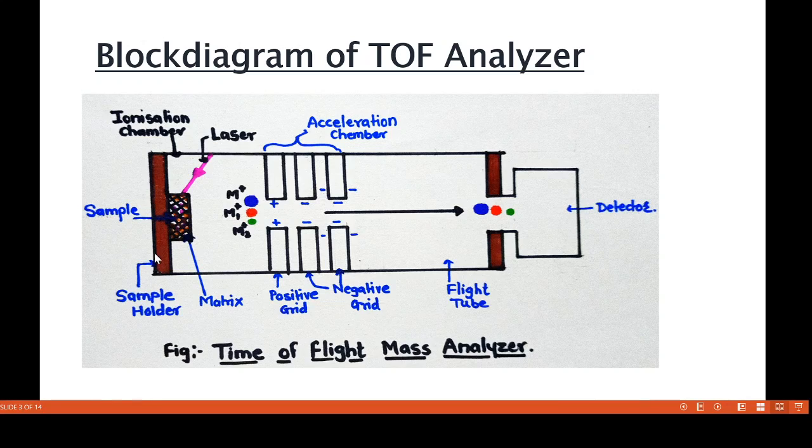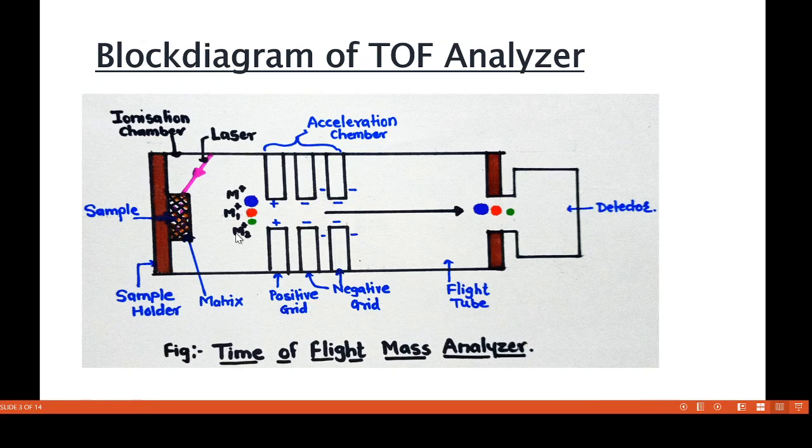In this block diagram we see this is a sample holder. This is the matrix. In that matrix a sample is placed. On that matrix a laser beam strikes the sample. So this whole chamber is called the ionization chamber. When the laser beam strikes the sample, it undergoes ionization, it removes one electron from the sample and converts that sample into the molecular ion. And those molecular ions are further fragmented into positive ions.